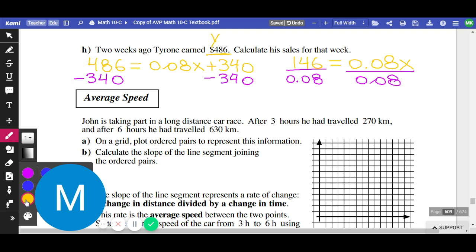Anybody calculated? 1,800. Right on the dot. Oh, thank you. He sold $1,825 worth of whatever he's selling, the week that he earned $486.